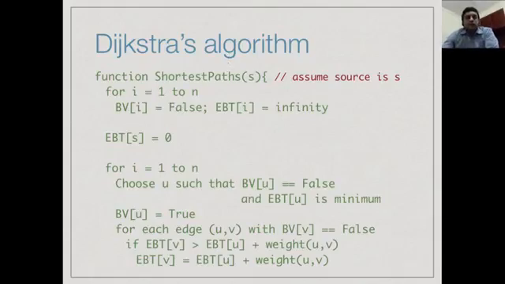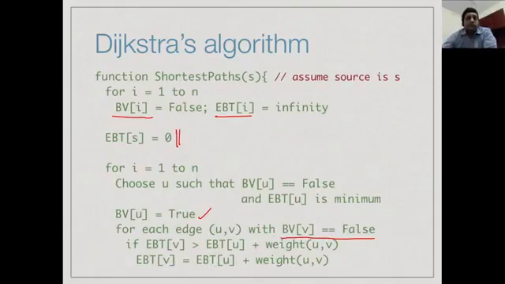So we have these 2 arrays, the burnt vertex array and the expected burn time array. So we initialize burnt vertex to false and expected burn time to infinity for all vertices. Now we set the source vertex expected burn time to 0, and now we choose the smallest unburnt vertex. So we look for a U which has not been burnt and whose expected burn time is minimum, make it burnt. And for each of its outgoing neighbors B which is not burnt, if the current estimate for that is bigger than the estimate of going through U, that is the burn time of U plus the weight from U to B, then you update the burn time of B to be the new one.